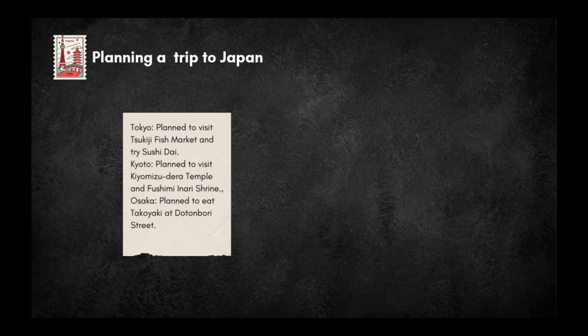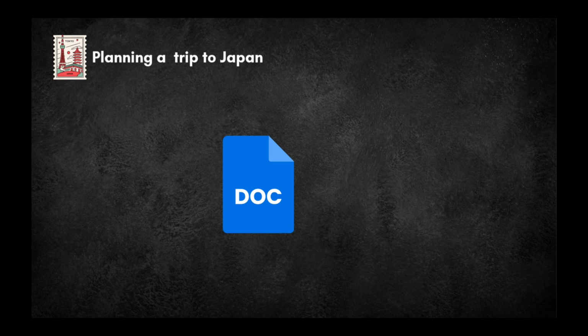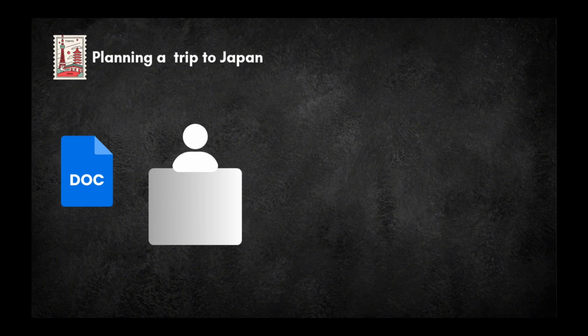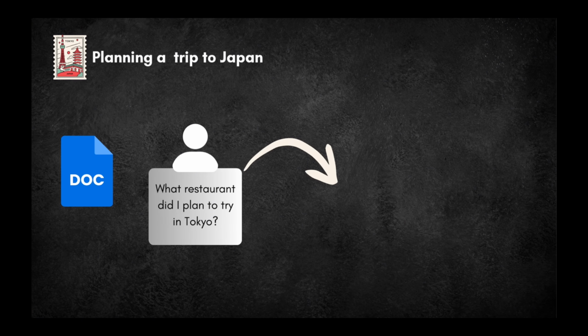Imagine you are planning a trip to Japan. A few months ago, you wrote down notes about where to eat and what to see in Tokyo, Kyoto, and Osaka, all neatly saved in Notion or Google Docs. Now, you open ChatGPT and ask, what restaurant did I plan to try in Tokyo? GPT gives you a random answer. Maybe Sushi Jiro, which sounds right, but it is totally guessing. That is because GPT doesn't have access to your notes.